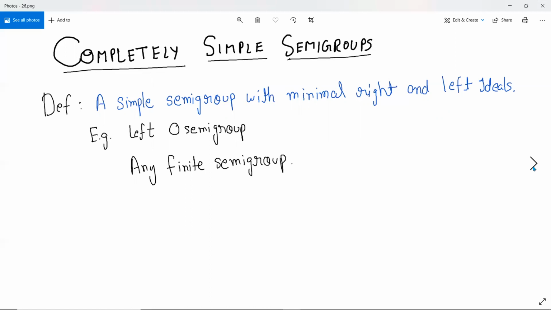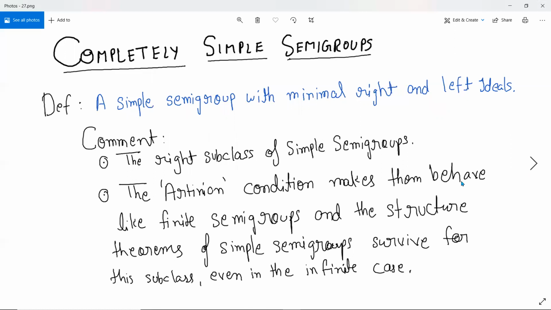Again, an example that we have seen is the left zero semigroup. And in fact, obviously, any finite semigroup will also have minimal left and right ideals, because you can't have an infinitely decreasing chain. Just a few comments: this is the right class of simple semigroups, because simple semigroups by themselves don't have these nice properties. We need what is known in algebra as an Artinian condition, that any chain must have a smallest element, and so on.